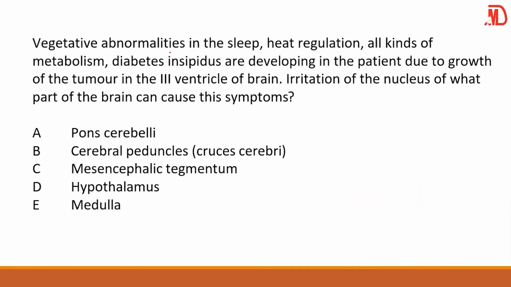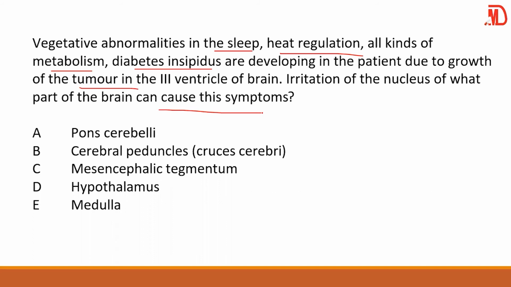Vegetative abnormalities in sleep, heat regulation, and all kinds of metabolism, and diabetes insipidus are developing in the patient due to growth of a tumor in the third ventricle of the brain. Irritation of the nucleus of what part of the brain can cause such symptoms? Okay.